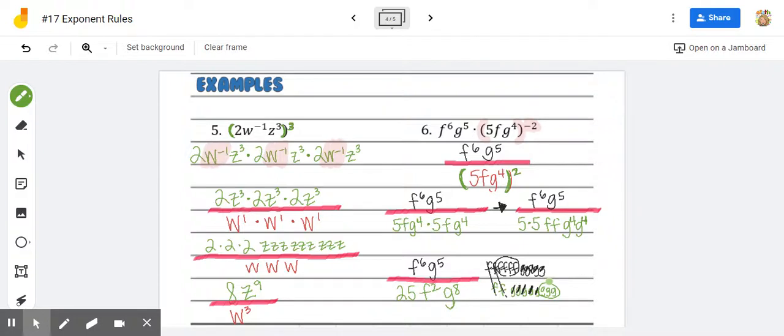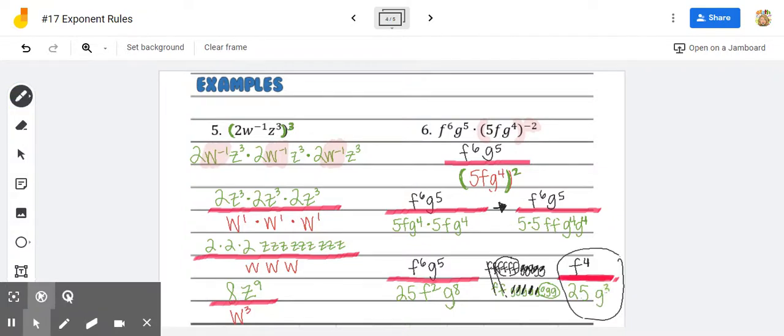So what does that tell us? That tells us in our final answer, we will be top heavy by 4 f's, so f to the new power of 4. On the bottom, the 25 stays along for the ride. And we were bottom heavy by 3 g's. So our final answer is f to the 4th divided by 25g to the 3.